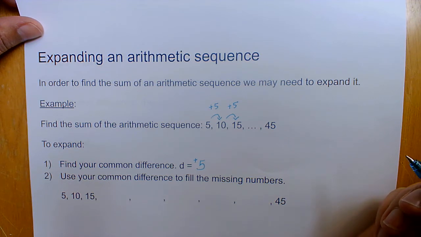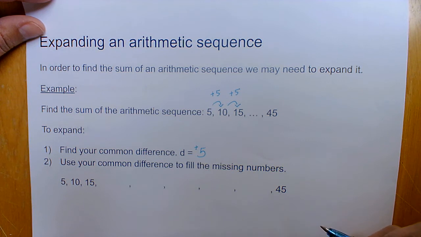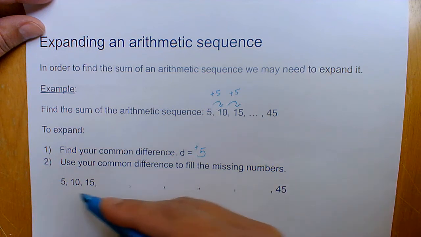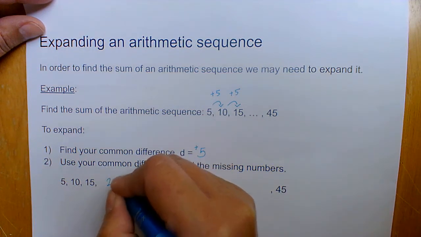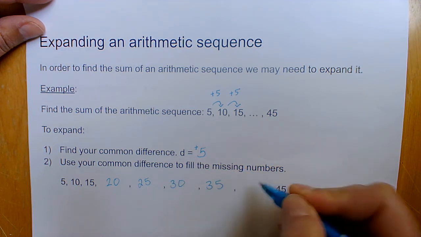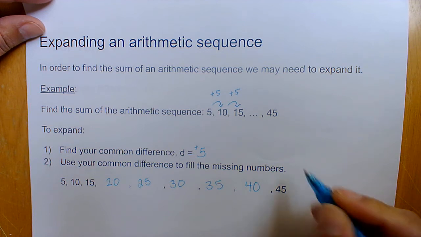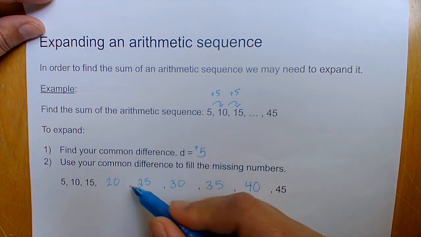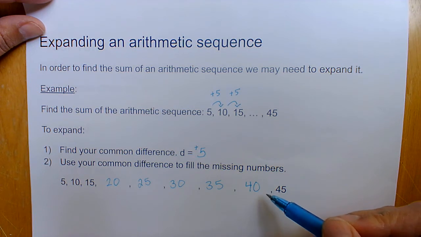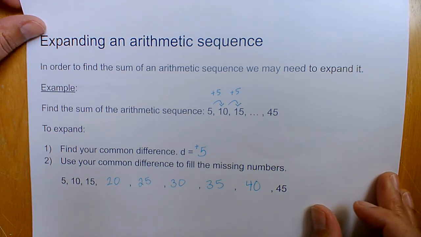Now that we know our common difference, we can fill in the missing numbers of this sequence. So use your common difference to fill the missing numbers. So we're doing 5, 10, 15, 20, 25, 30, 35, 40, and we stop at 45. And this is why we needed to know our common difference, so that we could keep going with that common difference. Plus 5, plus 5, plus 5, and so on and so forth.